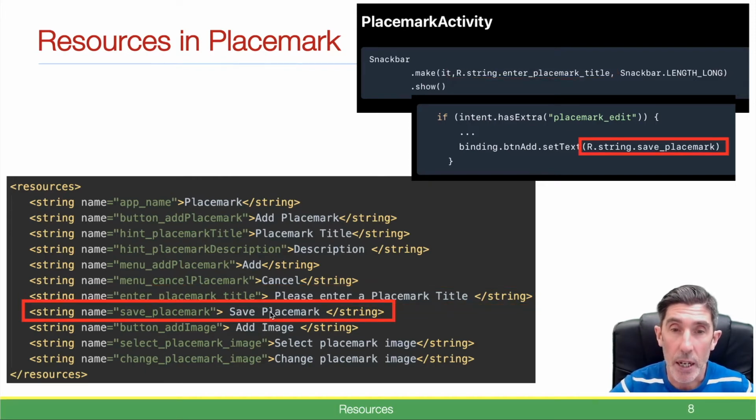There's the next one, your save placemark. It makes a lot more sense that if we need to use save placemark somewhere else, we can just change it once in the resource file, and then it's reflected everywhere else that we use it through that R.string, whatever the case may be.